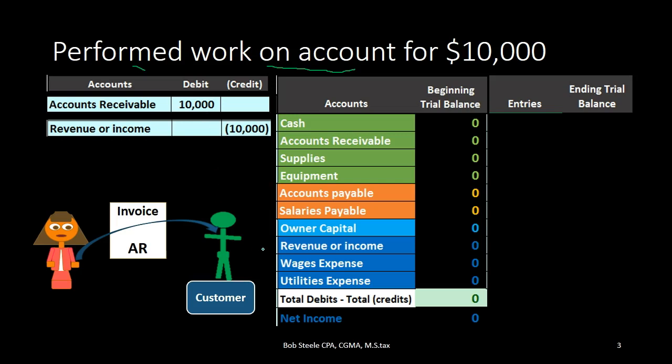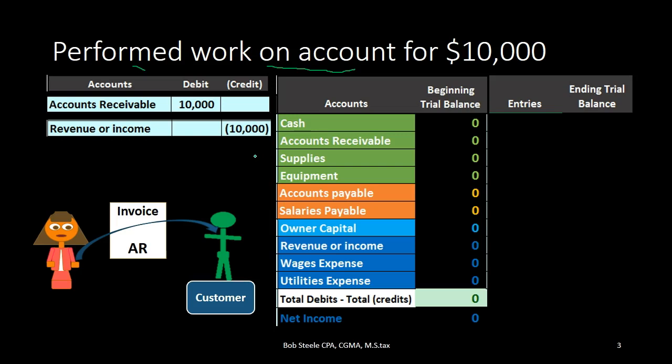Remember that revenue is an income statement account, revenue and expenses being the income statement accounts, and income statement accounts only go in one direction. Revenue accounts going up in the credit direction. Therefore, we're going to do the same thing to it, which in this case is another credit.